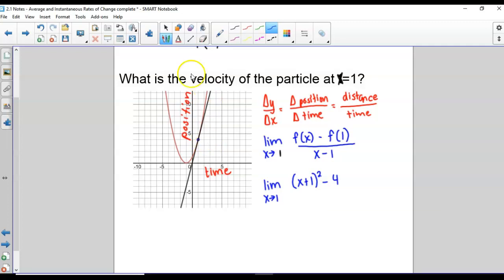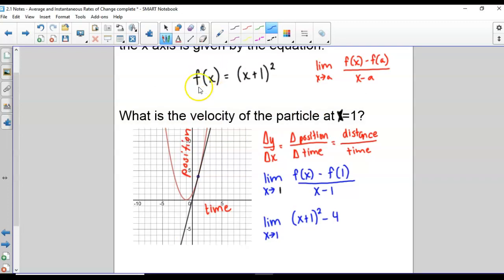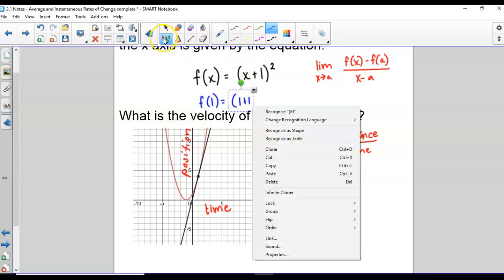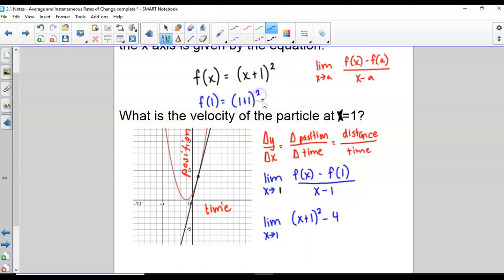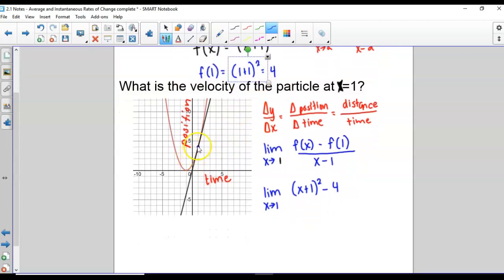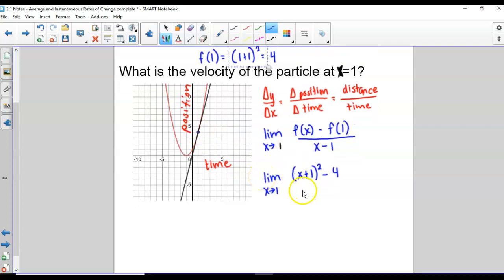Now, let's say we did not have the graph, because these will be non-calculator sometimes. You won't have the graph there. If I did not have the graph, the other way I could do that is plug 1 into my equation. So f of 1 would be 1 plus 1 squared, which would be 4. Either way, you'll get the same thing. If they have given you a graph, it'll save you a lot of time to get it straight from the graph. And then that's over x minus 1.